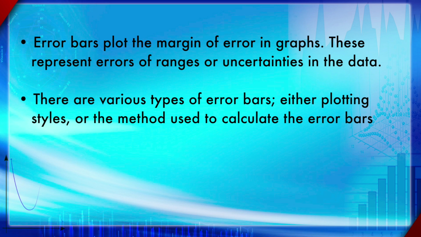They also represent the error ranges or uncertainties in the data. There are two kinds of error bars: one represents the scatter or variability of the individual elements of your data set, while the other tells you the precision with which you have determined a statistic, for example the mean, that is, the error of the mean determination. These are entirely different approaches, so you can never substitute one for the other. There are various types of error bars, in terms of plotting styles or the method used to calculate the error bar. We will see them one by one.